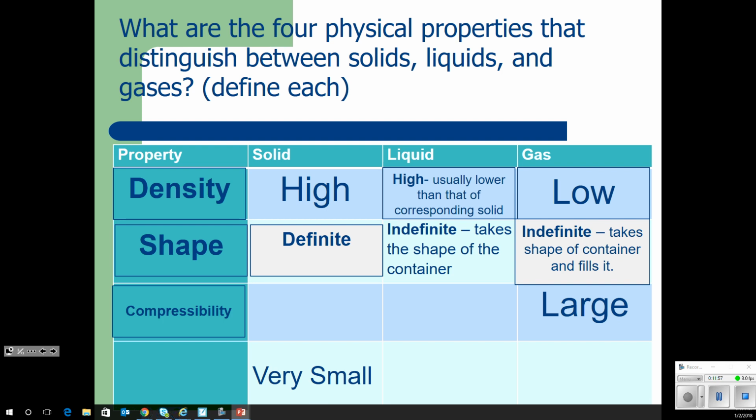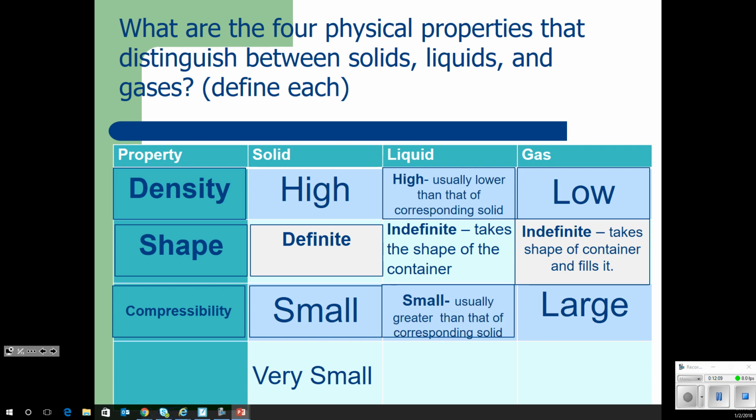Next thing we need to worry about is compressibility. How well can I compress something? A solid, this desk, I can't really compress it a lot. Okay? So compressibility for a solid is small. For a liquid it is a little greater than a solid, but not much.